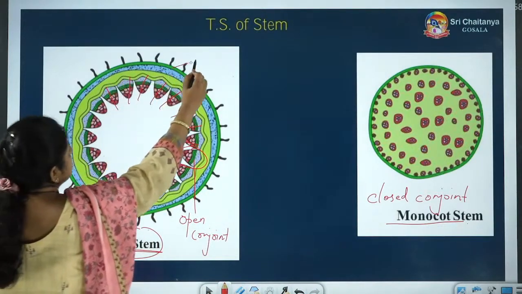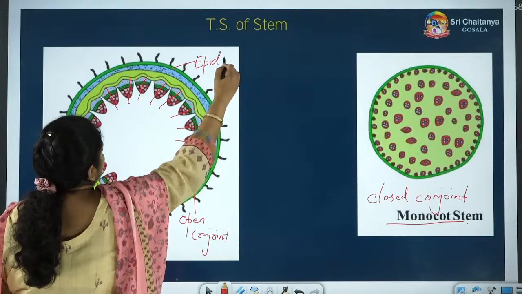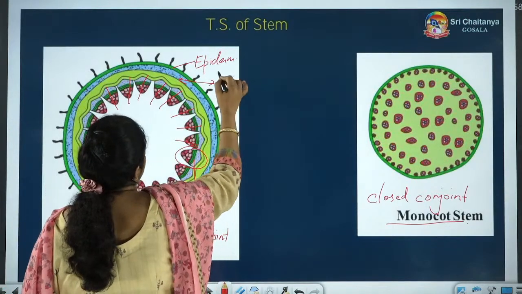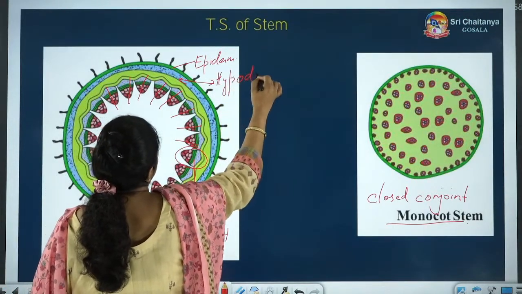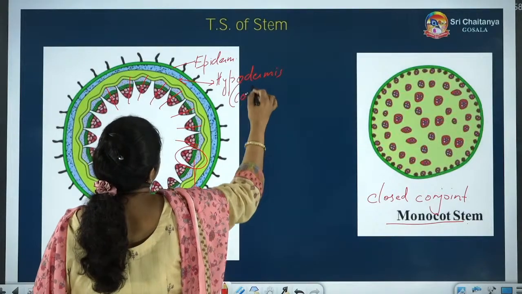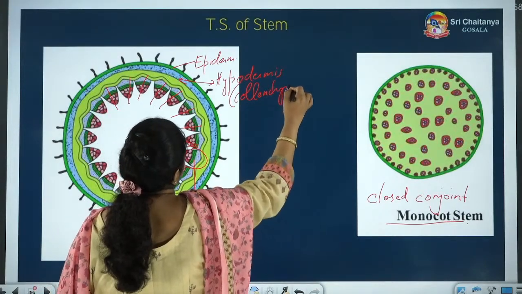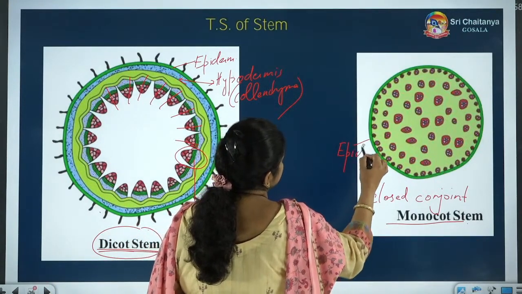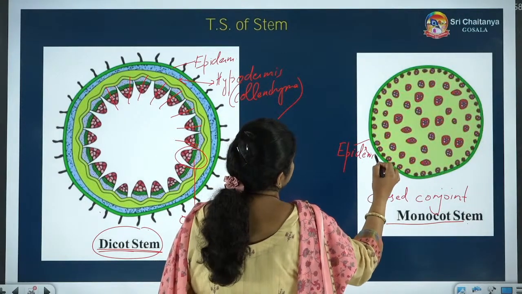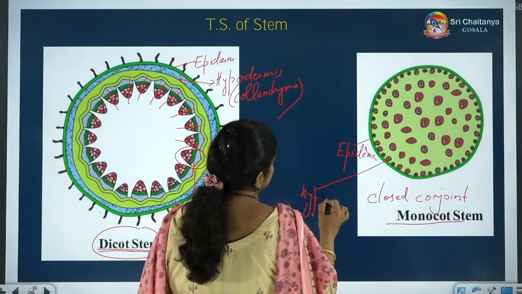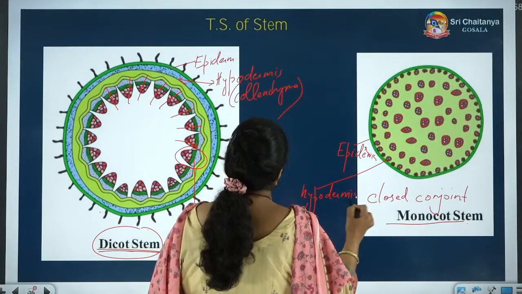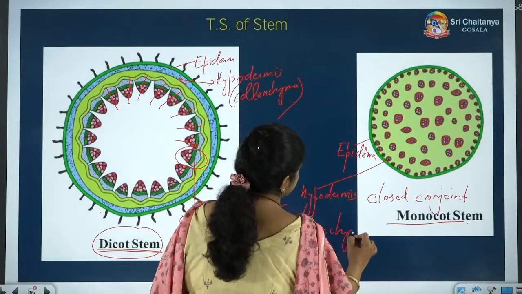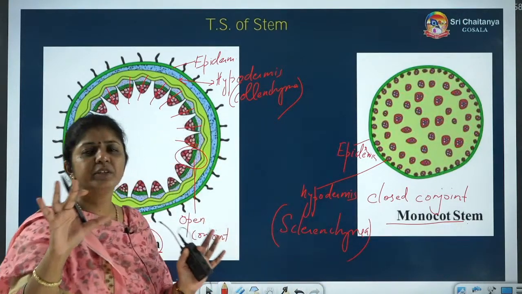Can I say immediately, if this is epidermis, then what is just below it? Just below that is the hypodermis, which is made up of which cell? Collenchyma. Are you getting that? Here the upper is epidermis and the lower is what? Hypodermis, which is made up of what? Here it is made up of Sclerenchyma. Right? Major thing, just have a look over there.